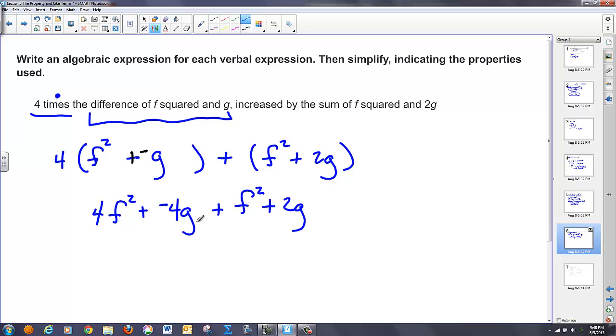Combine like terms, f squared, 4f squared and 1f squared is 5f squared. Negative 4g and 2g, add those up, and I get plus a negative 2g. And again, I could rewrite that if I choose to as saying 5f squared minus 2g. It's up to you. I'll take either one.